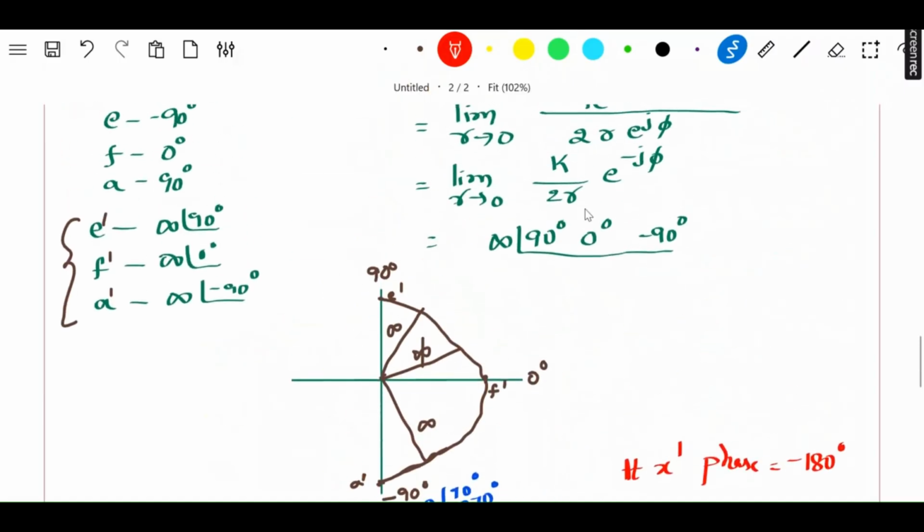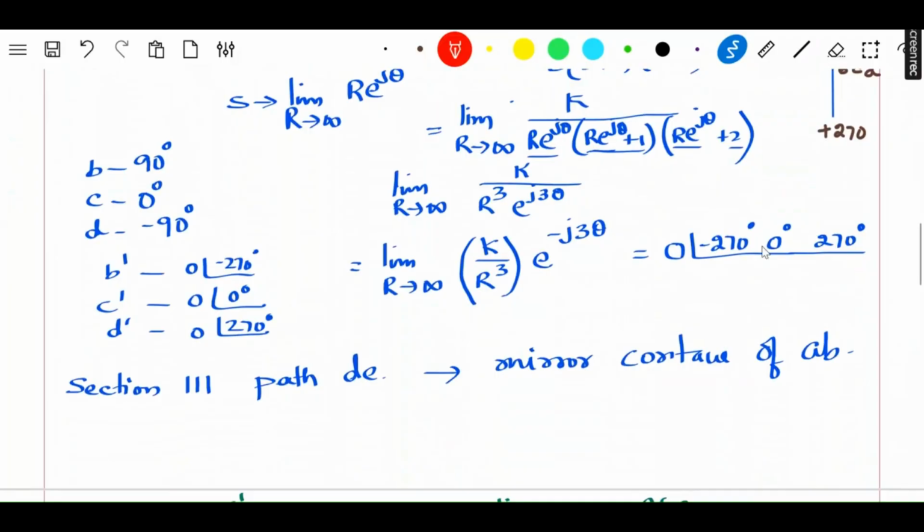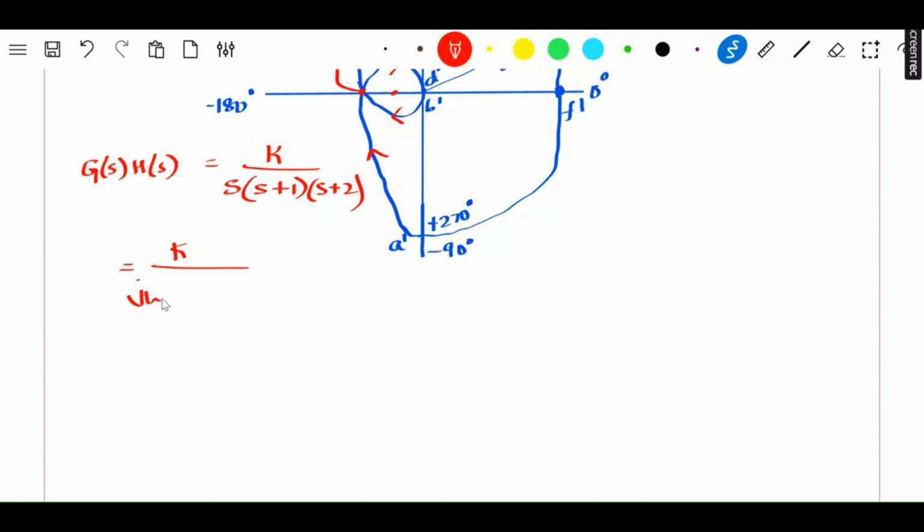What is the phase equation which we got earlier? This is the phase equation, which is minus 90 minus tan inverse of omega minus tan inverse of omega by 2. So that is the phase equation we get for this particular problem. If you are confused, let me tell you. g of s into h of s was equal to k by s into s plus 1 into s plus 2, which was the problem given here. And if you put s equals j omega, what happens here is k divided by j omega into j omega plus 1 into j omega plus 2.